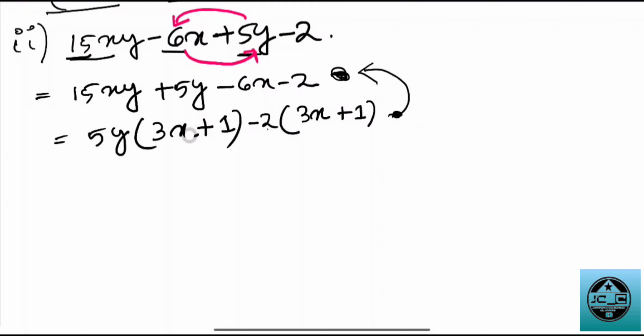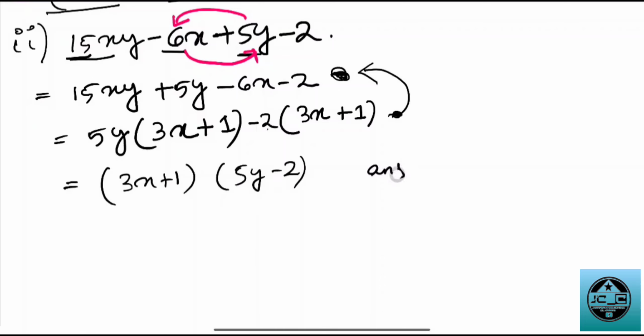Okay. Now can you take 3x plus 1 common from the two terms? 3x plus 1 common, and 5y minus 2 remains. It is the final answer, right? Now without any delay let's move to the third one.